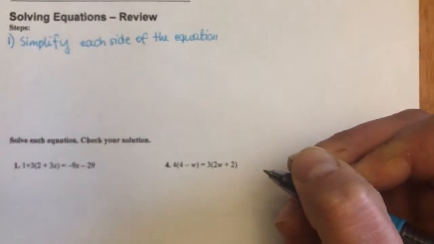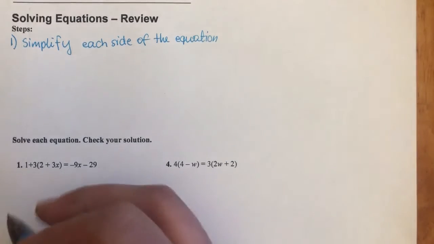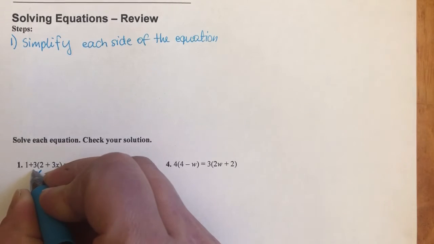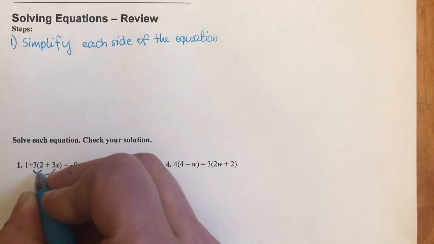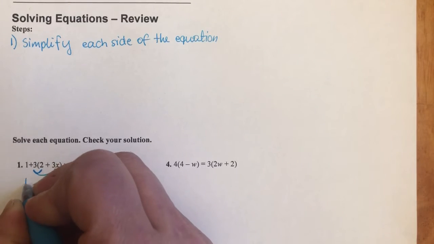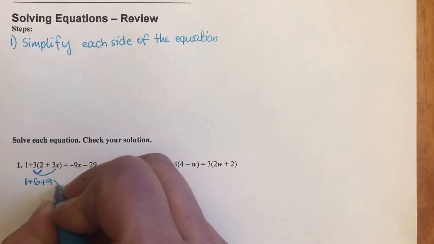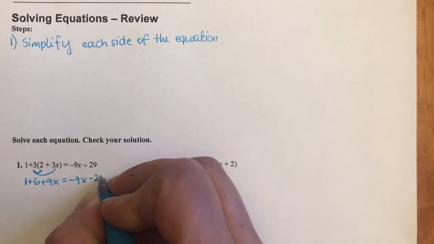And what I'm going to do is follow example number 1 so you can see how we apply each step. So take a look at this one. We have a multiplication here. Notice we absolutely cannot combine 1 plus 3 because we know in the order of operations multiplication is first. So here we go. We have 1 plus 6 plus 9x is equivalent to negative 9x minus 29.